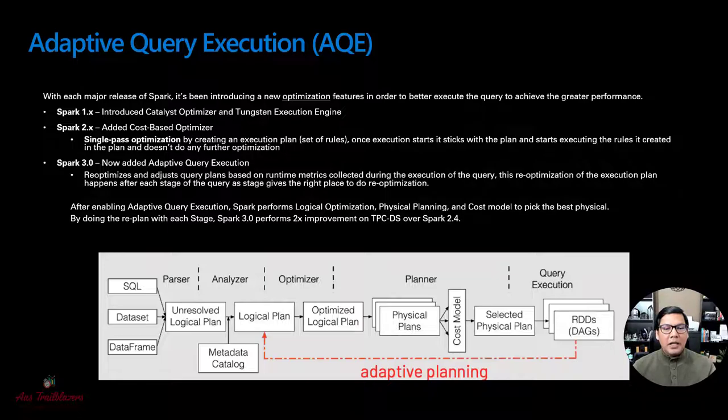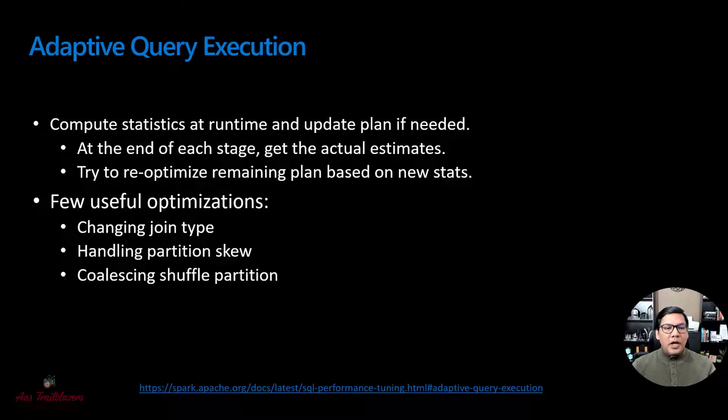So this is the plan that it goes through. What you see here in these different stages of the query optimization is, unlike the previous case, it has a feedback loop, and based on the runtime metrics collected after execution of each stage, it goes back and goes through the logical planning and optimization one more time. It might not be as good as coming up with the best plan in the first place, but it has a chance of improving the performance as new stats about the data get collected during the execution time. So in summary, adaptive query execution computes statistics at runtime and updates the plan if needed. At the end of each stage, it gets the actual estimates and tries to optimize the remaining plan based on the newest stats.